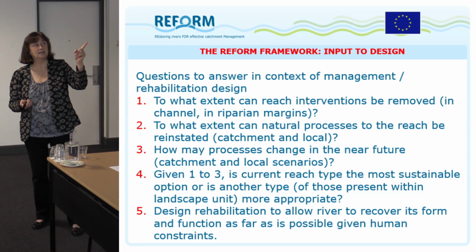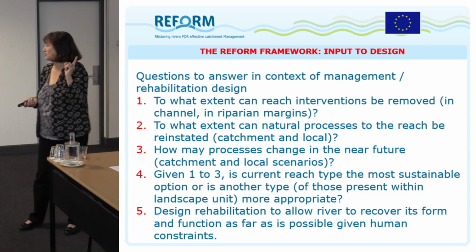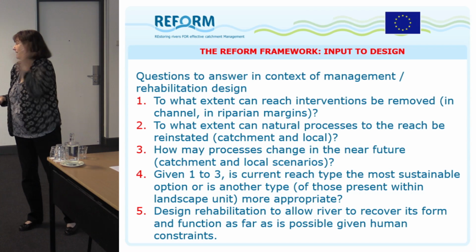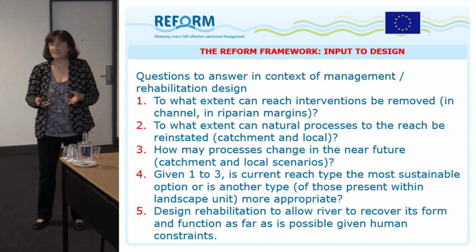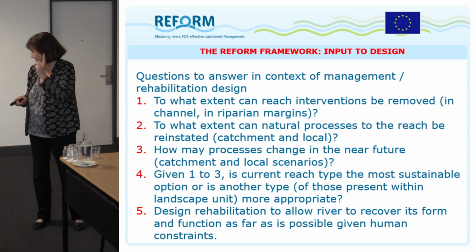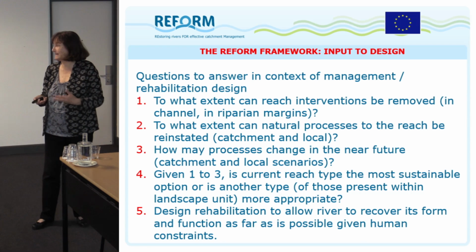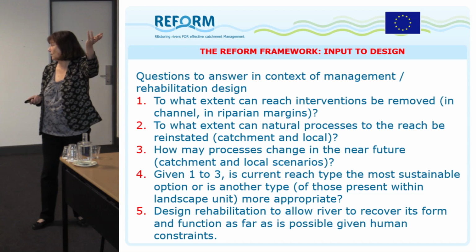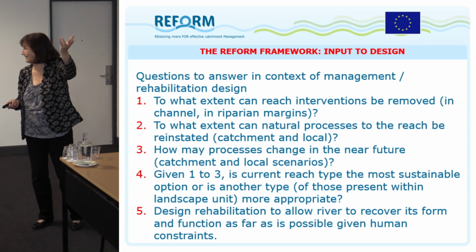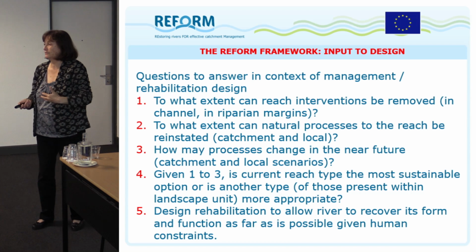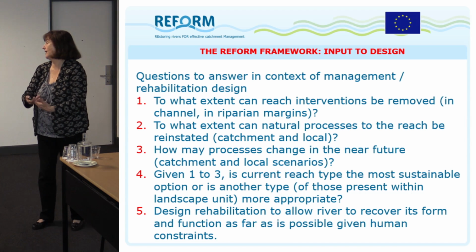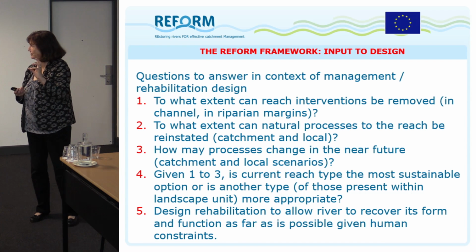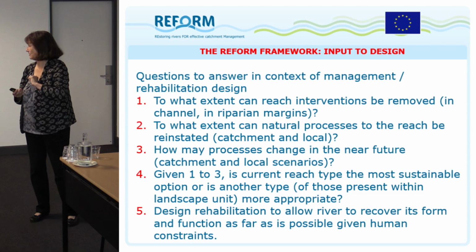To what extent can the current interventions within the reach be altered? You know, what latitude have we got for ripping out bank protection and so on? And what is the river likely to do if we do that? First question. Second question, to what extent can we actually intervene in the broader scale processes? Is there a better way of operating the reservoir, for example, that will reinstate flows that will help the river to recover under its own steam? And how may processes change in the near future, and what are their consequences?